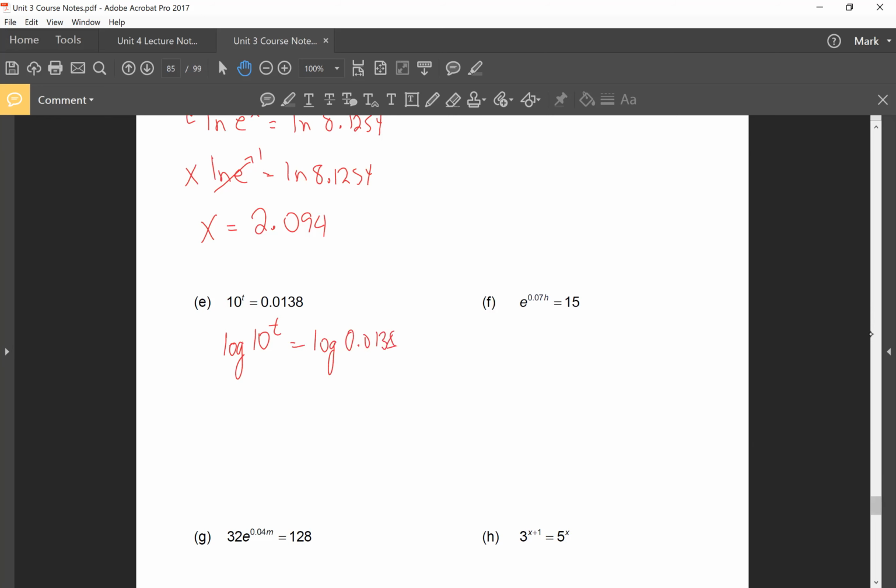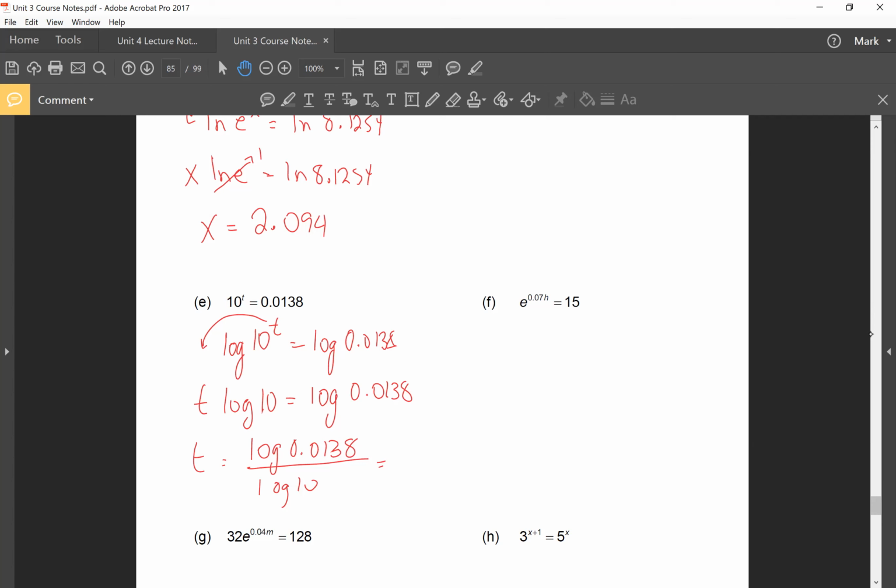Okay, now this one's a nice one. This one's normal. I'm going to move the T down front, so I get T log 10 equals log of 0.0138. T, I'm going to divide both sides by log 10. There, that's kind of how they should be, right? That's a nice, easy, normal one. 0.0138.